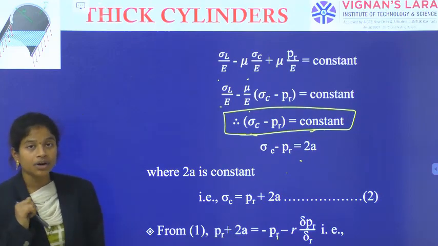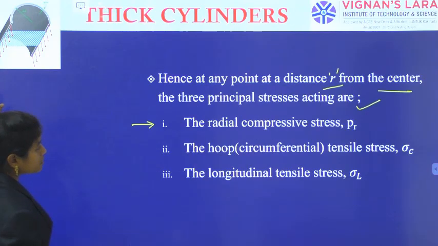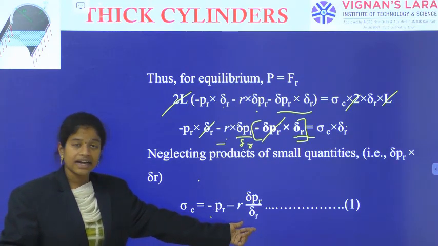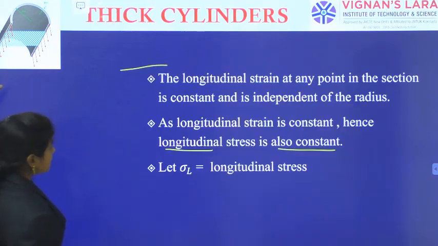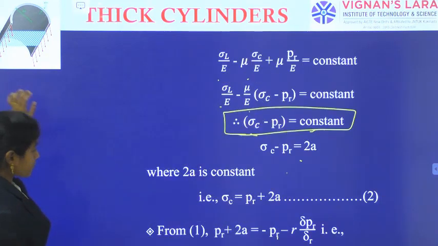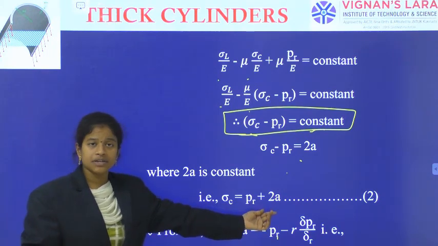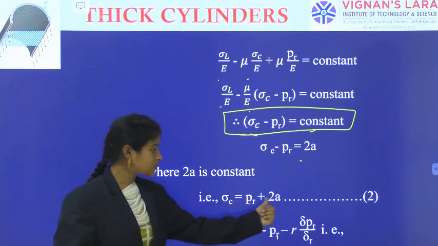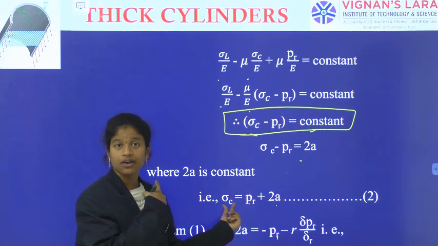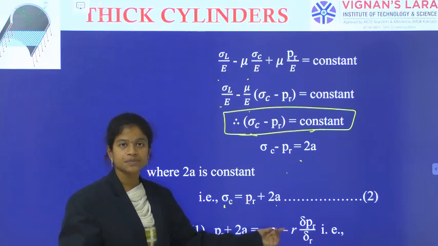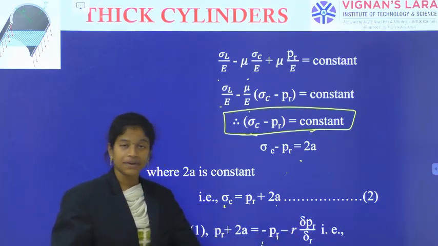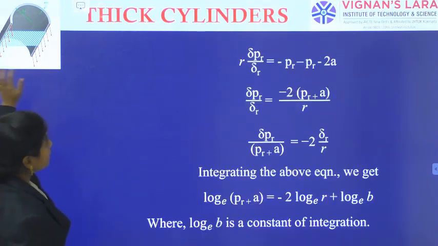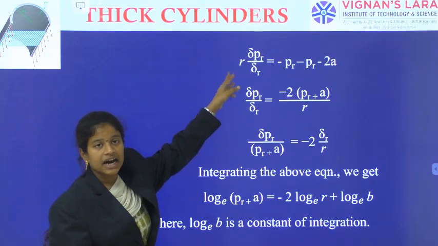Already I have given one more equation. So there, equation number 1 has given me sigma C is equal to minus PR by delta R. Now we have got one more equation regarding sigma C: sigma C is equal to PR plus 2A. So using equations number 1 and 2, I can write PR plus 2A is equal to sigma C's replacement, which I have got from equation 1. That replacement is minus R delta PR by delta R.